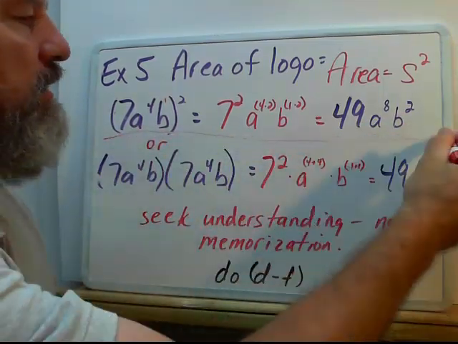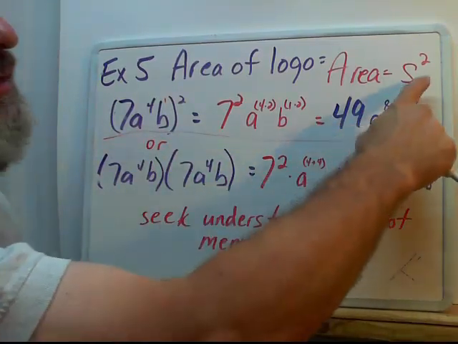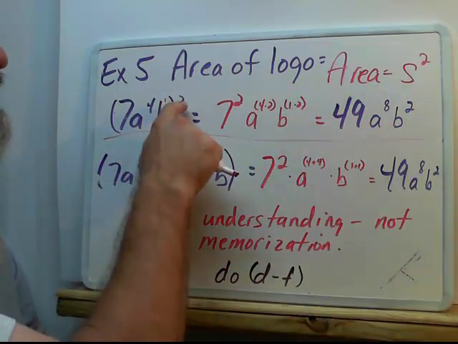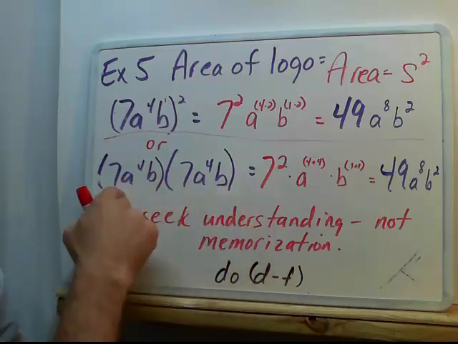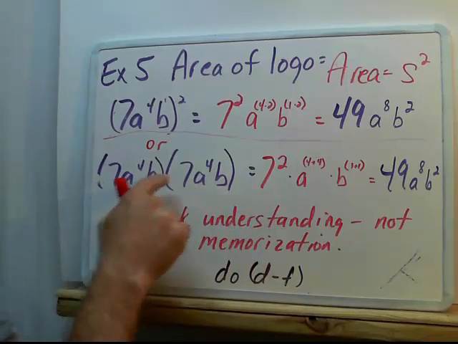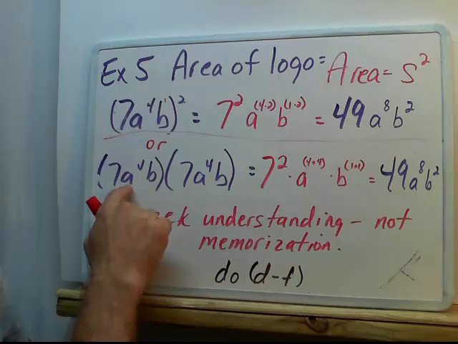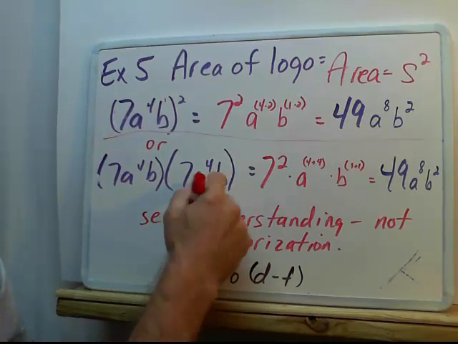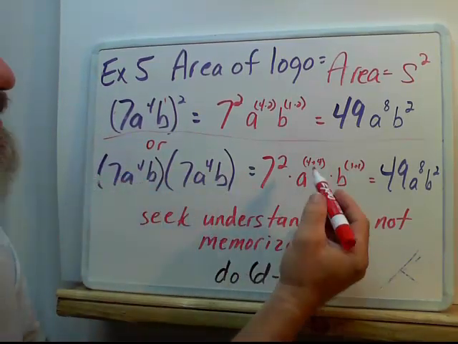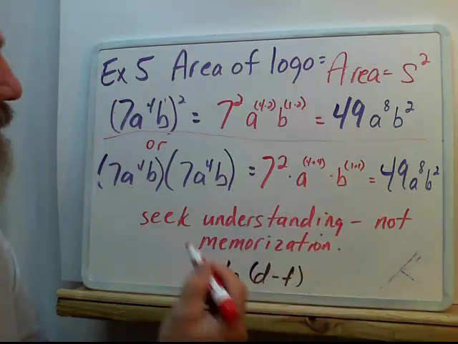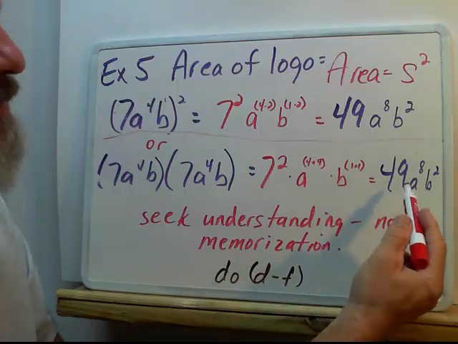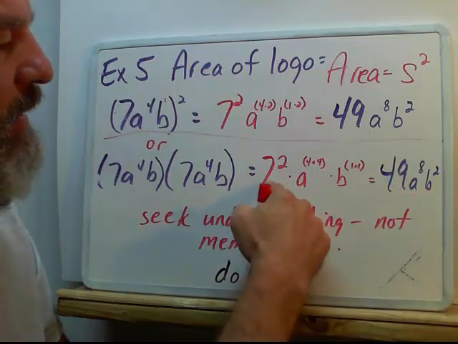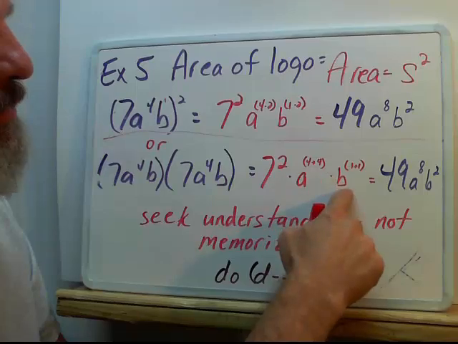Another way you could look at this, and this is the way I think most kids would look at it, because you'd forget that it's a square and you can just square it. You just say area is side times side. And if you look at it this way, then it becomes 7 times 7, 7 squared, a to the 4th times a to the 4th. In this case, because we're multiplying them this way, we're adding them, 4 plus 4. And then b times b is b to the 1 plus 1. And we would still end up with the same answer, of course, 49, a to the 8th, b to the 2nd.